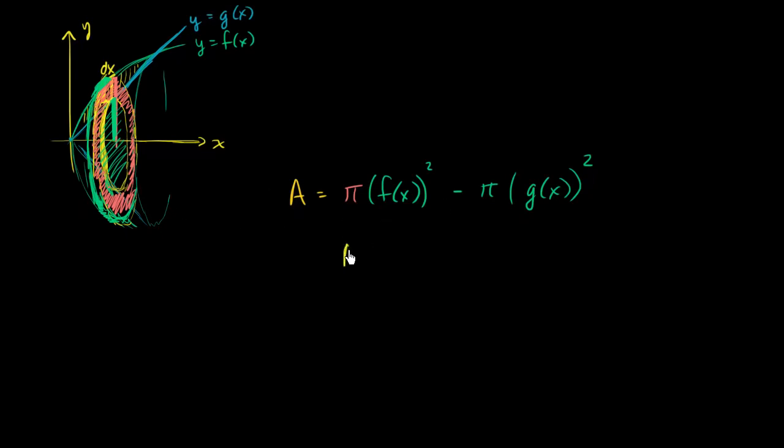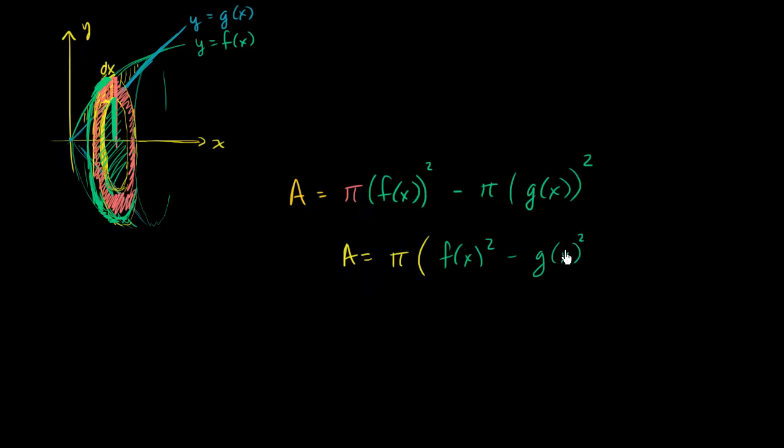We could say the area is equal to, if we factor out a pi, f of x squared minus g of x squared. I don't really have to write parentheses there, so we could write f of x squared minus g of x squared. And then if we want the volume, let me put that in that same yellow.